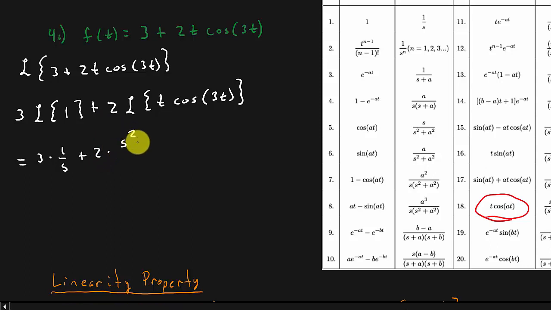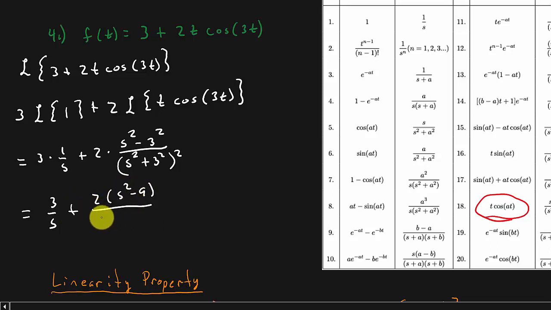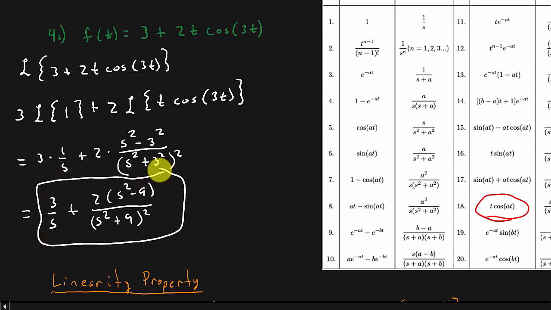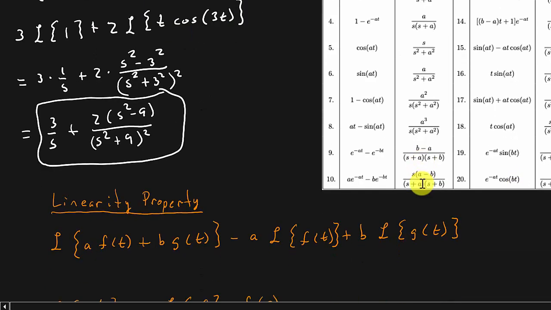times s squared minus 3 squared over s squared plus 3 squared, squared. Okay, and so we get 3 over s plus, and then that's going to be 2 times s squared minus 9 over s squared plus 9 squared. And there's your answer. All right. So you can see it's not that bad. Okay. All right, let's move on down.